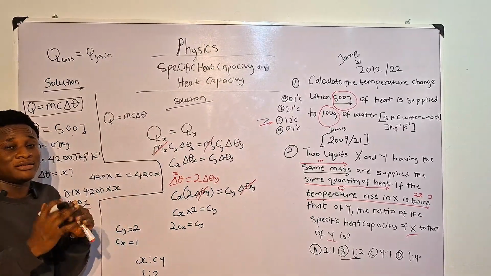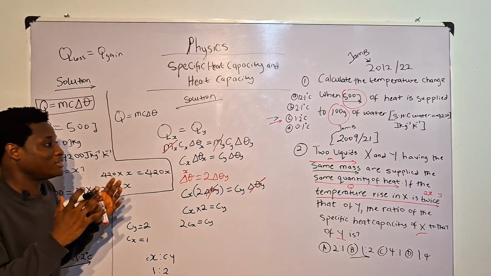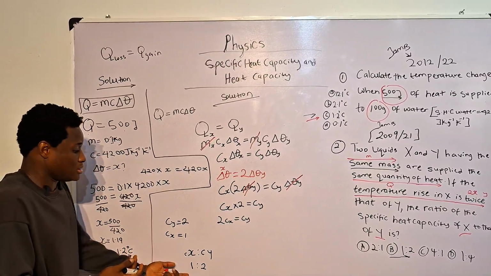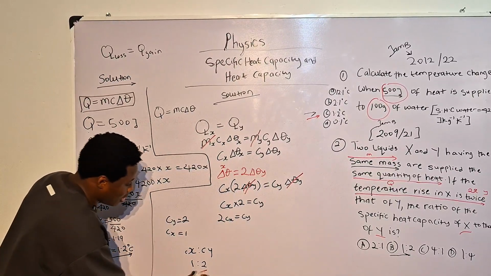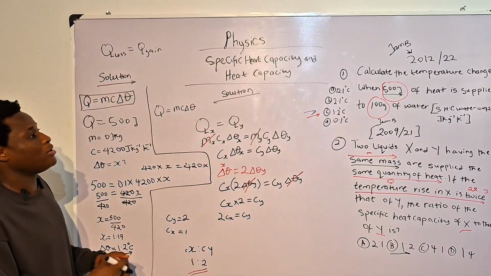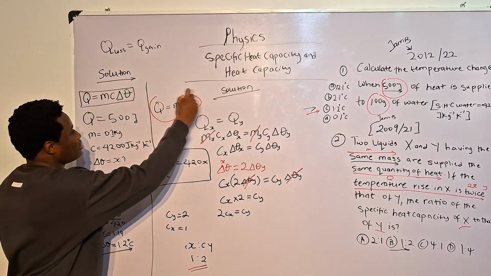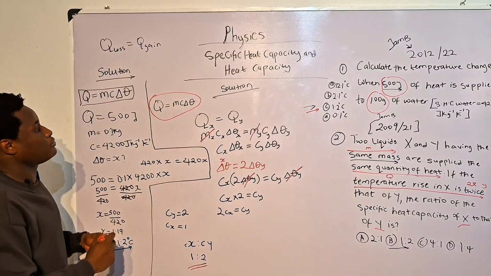This is very easy. Just know your maths. Sometimes JAMB can be tricky with their questions, but this is very easy. So this is our answer. Just make sure you know your formula. Once you master this formula, just have this formula in your head. It will definitely help you.